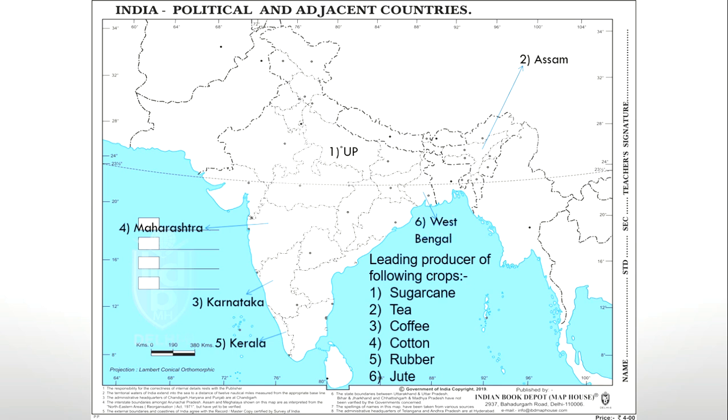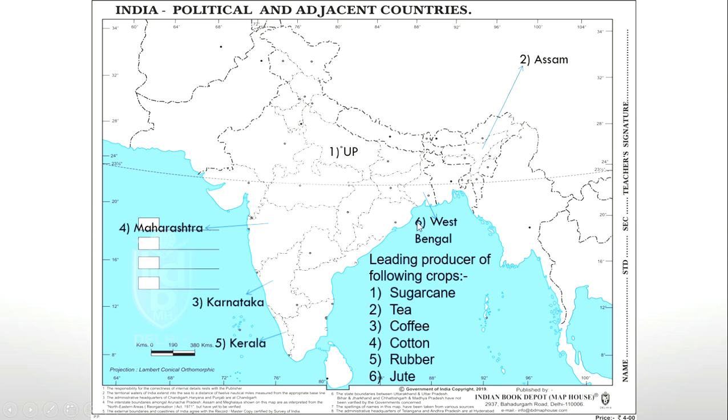The way of locating your map work should be in this manner only. If a question is asked about the leading producer of sugarcane, you have to see that your Uttar Pradesh state is quite big. You can write down the name of the state within the state itself. But if I say Assam, Maharashtra, Karnataka, Kerala, West Bengal, the state size is smaller as compared to their name. So you should put an arrow. You will show an arrow outside. You will write down the question number, whatever it is.